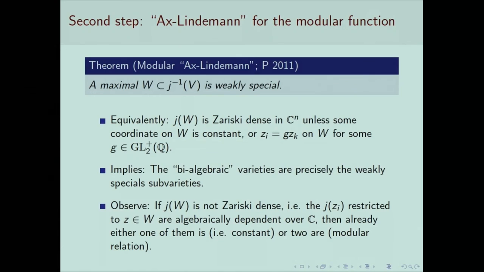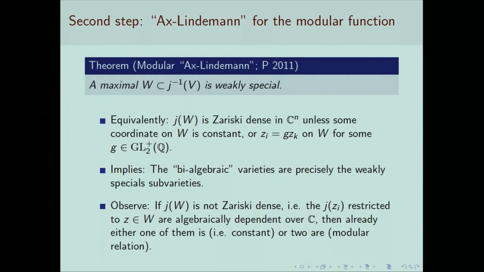And what we find here is that we get some positive dimensional complex algebraic W, which is inside the J preimage of V. And the theorem that we need here is the corresponding Ax-Lindemann theorem that in the previous case came from Ax's theorem, Ax-Schanuel, which says that if you get anything positive dimensional algebraic inside J inverse of V, then in fact you get something weakly special. The maximal such W is always weakly special.